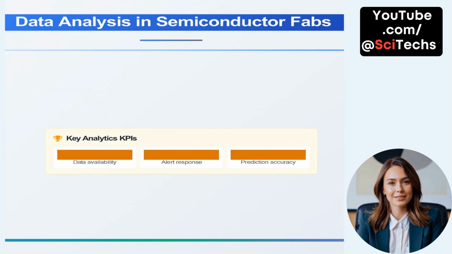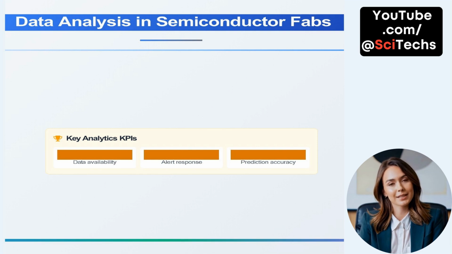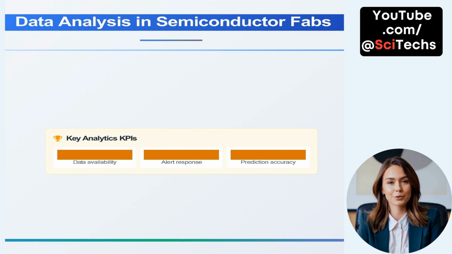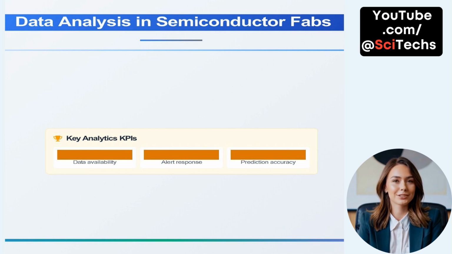Data analysis in semiconductor fabs. To measure the effectiveness of data analytics in semiconductor fabs, key performance indicators, KPIs, are used to track progress and outcomes. One of the most critical KPIs is data availability. Reliable access to complete and accurate data sets is foundational for any form of analysis or decision-making. Without consistent data availability, process control, yield improvement, and defect reduction efforts are compromised.